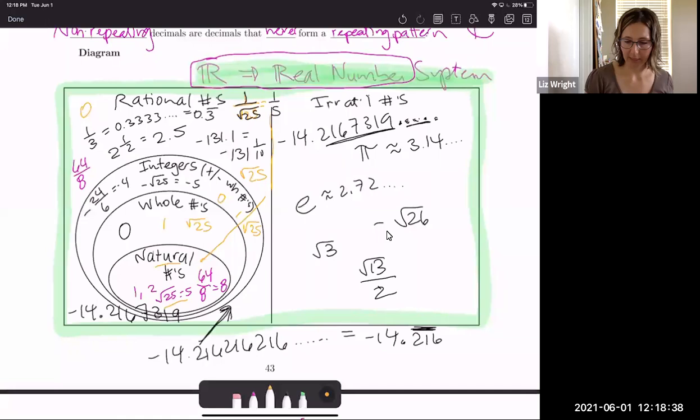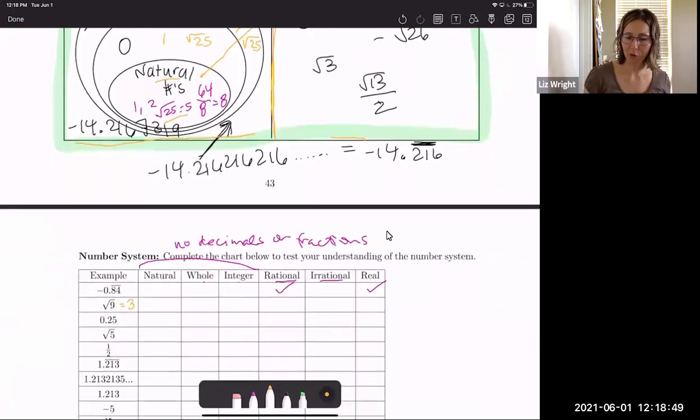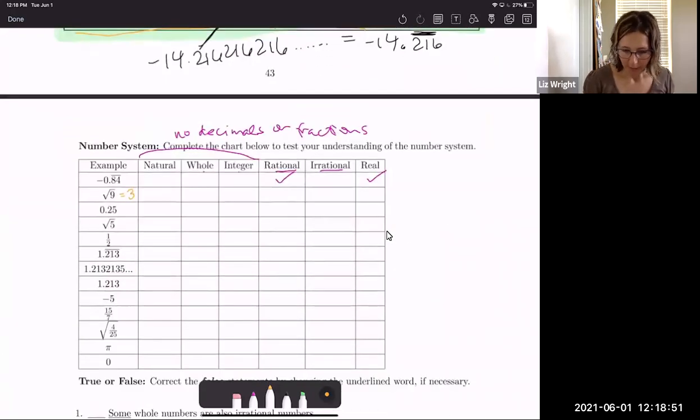This is like our dividing line. This is a dam that cannot be crossed. So if it's part of this half, it cannot also be part of this half. Those are mutually exclusive. So we've got natural, whole, integer, rational, and real.